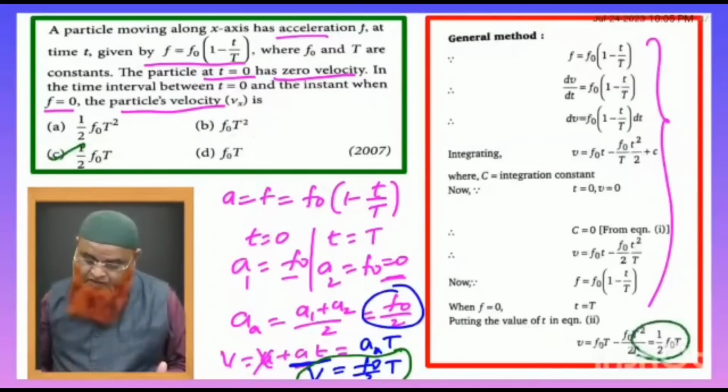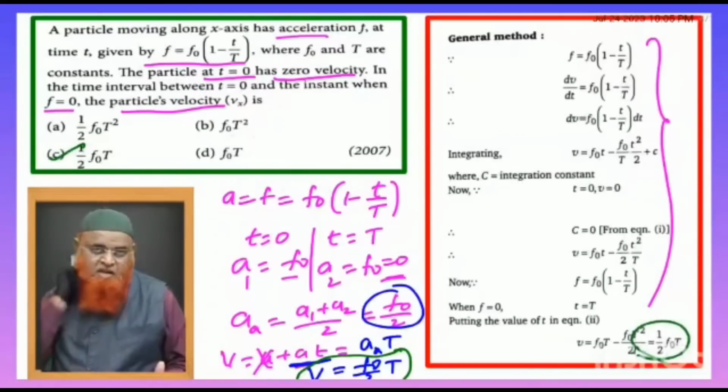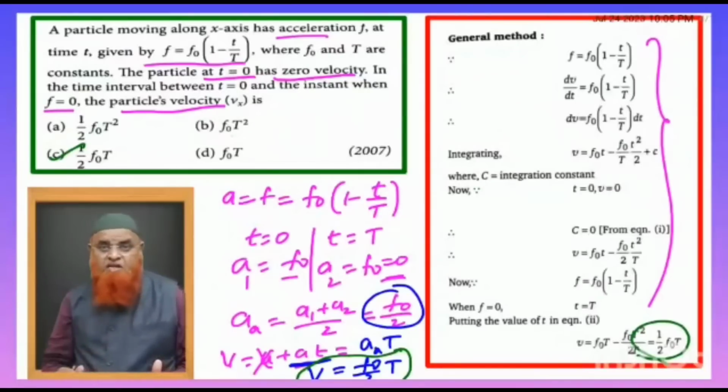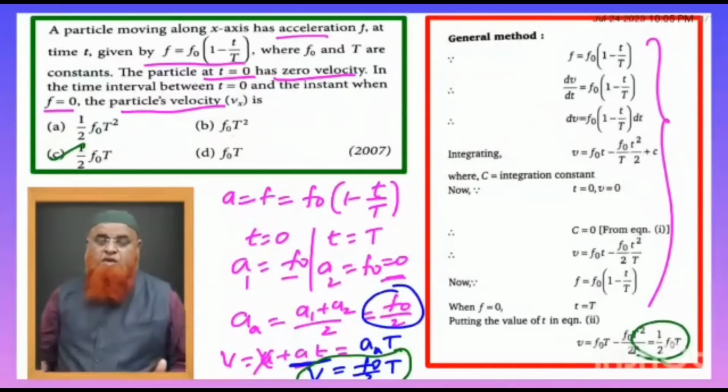It is half f0 T. You can just see how lengthy the other method is. Even for BiPC students, it's very difficult to understand this integration and differentiation. Hope you have understood. Thank you.